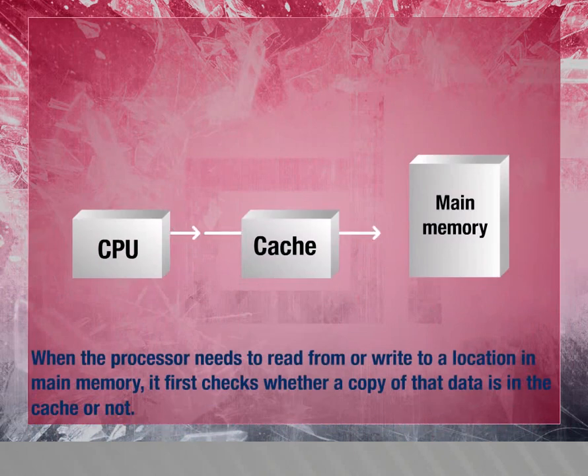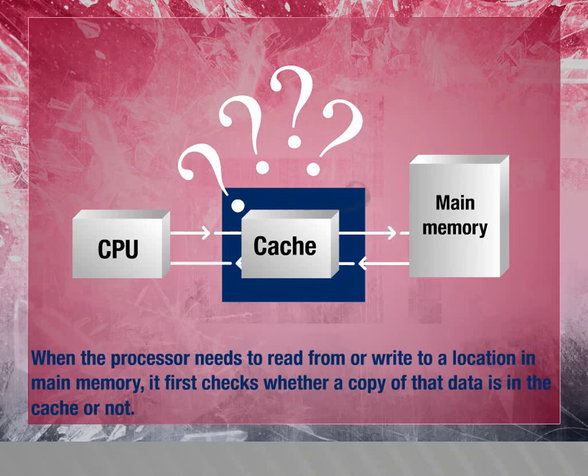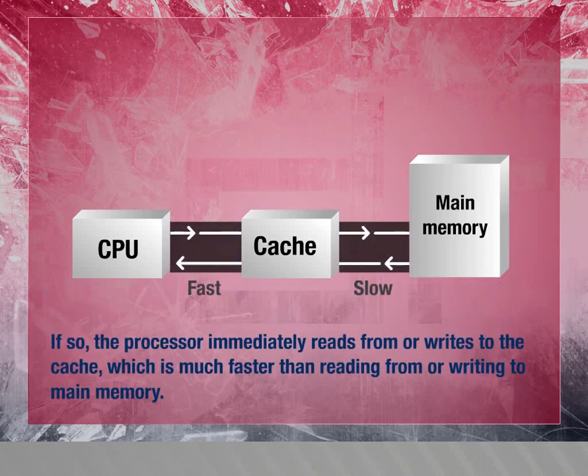When the processor needs to read from or write to a location in main memory, it first checks whether a copy of the data is in the cache or not. If so, the processor immediately reads from or writes to the cache, which is much faster than reading from or writing to main memory.